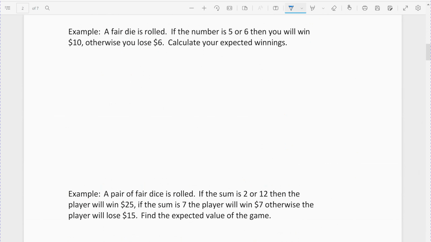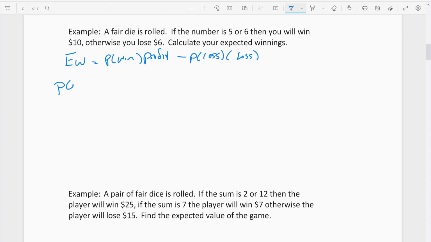A fair dice is rolled. If you roll and the number 5 or 6 pops up, then you win $10. Otherwise, you lose $6. Calculate your expected winnings. All right, so remember, the expected winnings would be the probability you win times the profit, which is the amount you could win, minus the probability of a loss times the loss, the amount you'll lose.